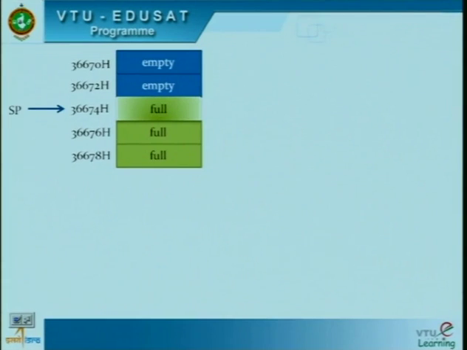Here is an illustration of how the stack will work. This is a snapshot, or cross section, of the stack, where 4 locations are full and these 2 are empty locations. Which is the top of the stack? As per this picture, the top of the stack is 36674. In other words, SP is pointing to 36674. This is the top of the stack.